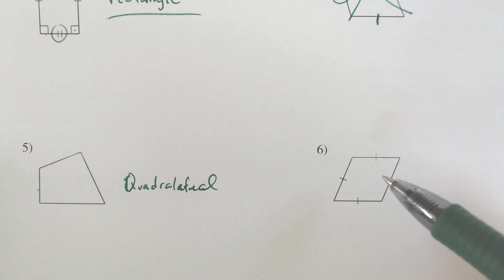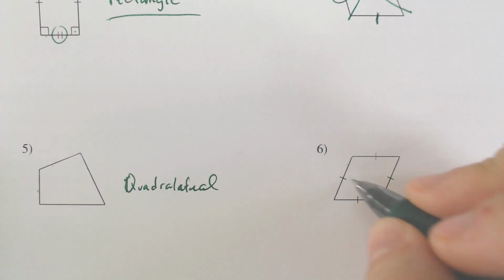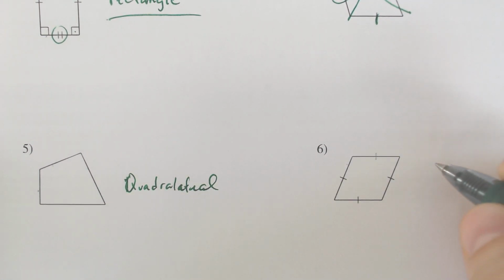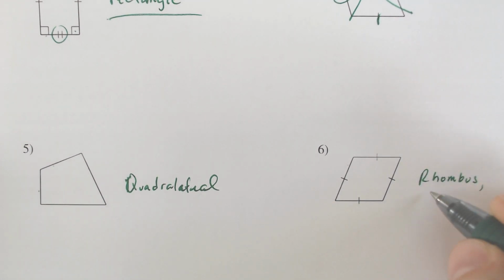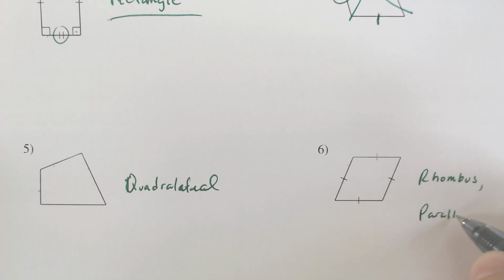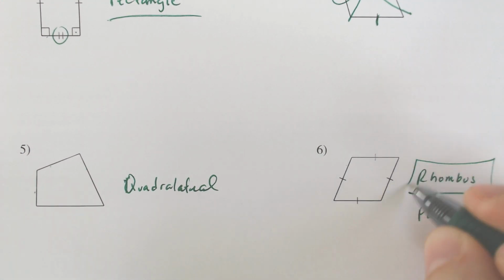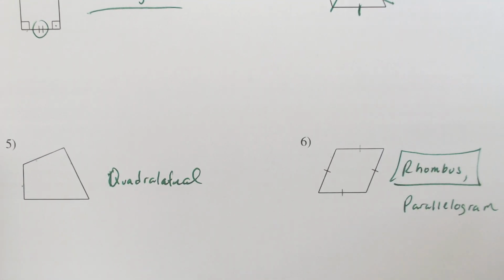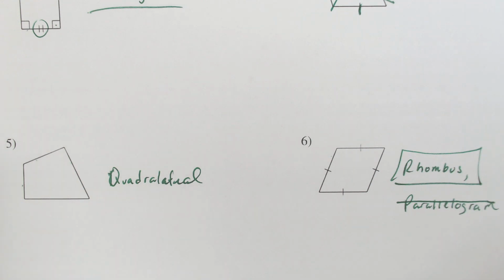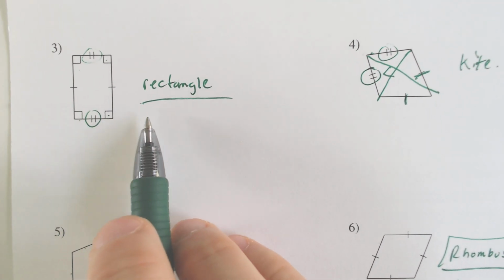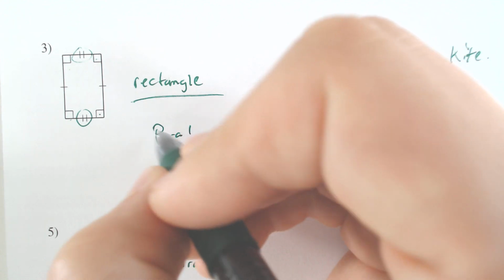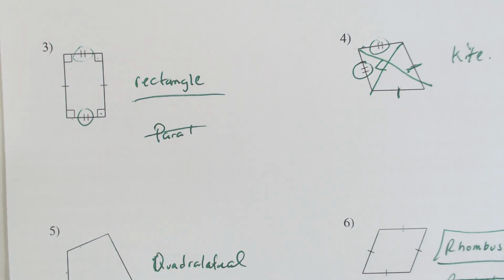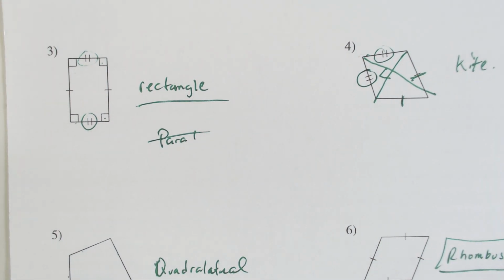Number 6, we do have four sides that are equal, but we don't know if they have 90-degree angles. They definitely don't even look like they do. So this is a rhombus. Now, all rhombuses are also parallelograms. However, a rhombus is a more specific form of a parallelogram, so we would not necessarily write the parallelogram there, which is also why I didn't write it on number 3. Technically, number 3 is also a parallelogram, but it's not as specific as a rectangle, and that was what we were really looking for here.